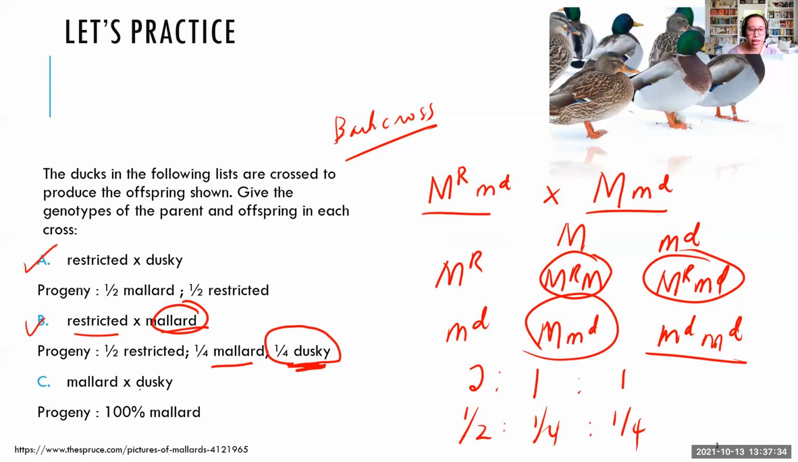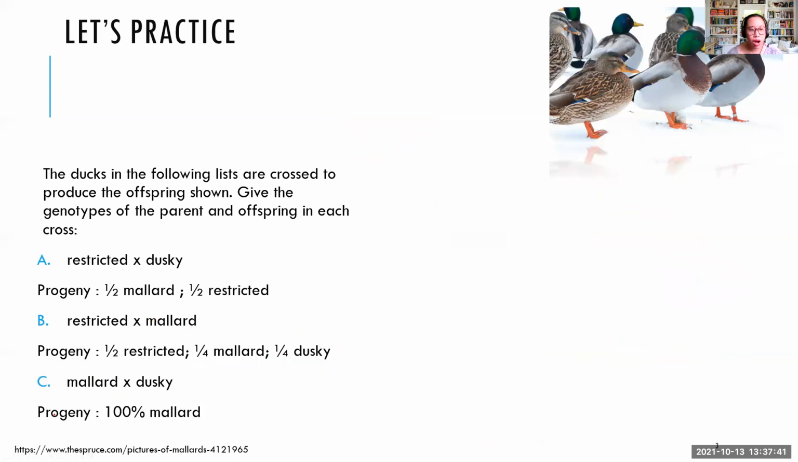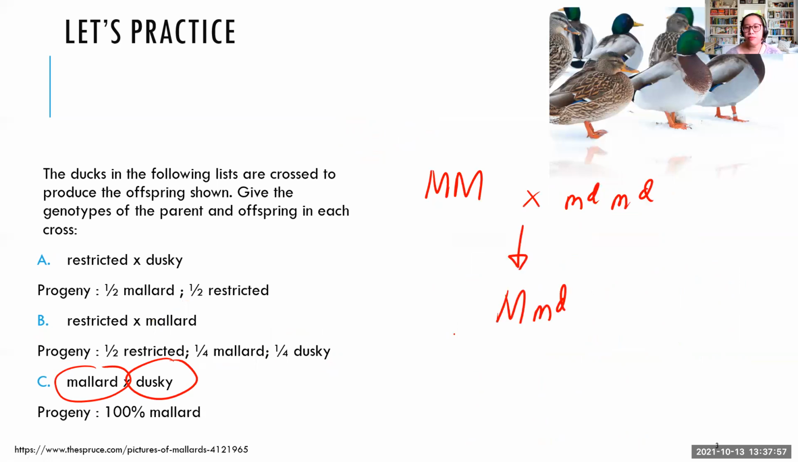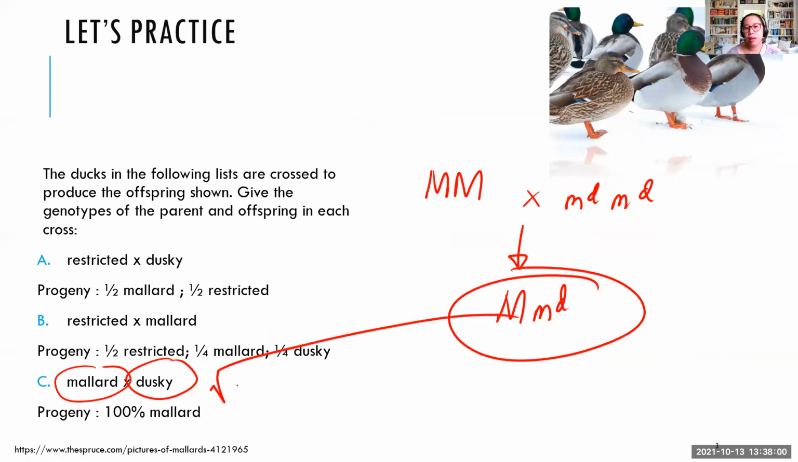You have a mallard and a dusky, but in this case, all the progenies are mallard. So the dusky should not appear. That's very easy. You should have a pure mallard and you cross it with a dusky. So, by simple cross, you will have 100% mallard ducks. All right, I hope you got that. Let's move on to the next slide.